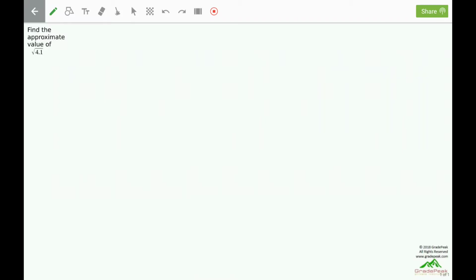Find the approximate value of the square root of 4.1. The first thing to do is identify the x value that is being operated on. That will be x equals 4.1.